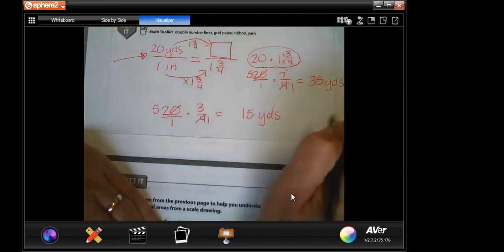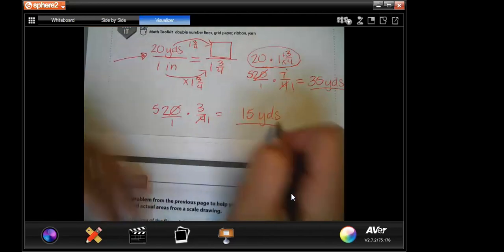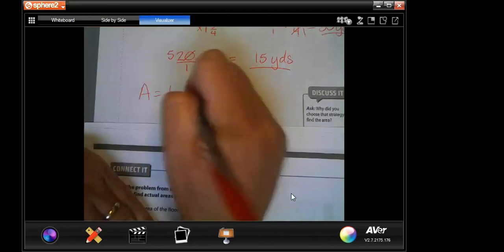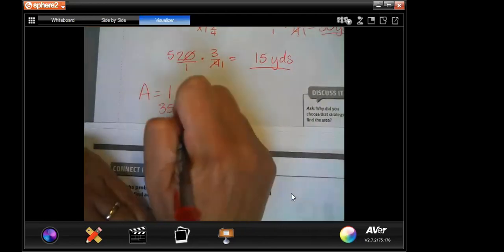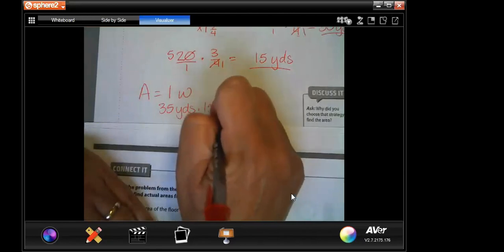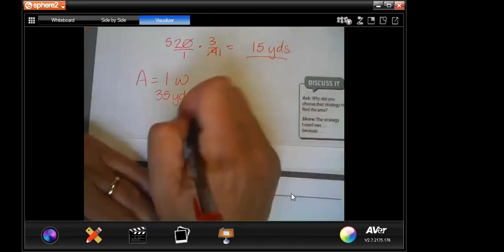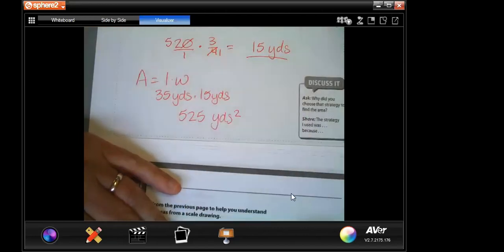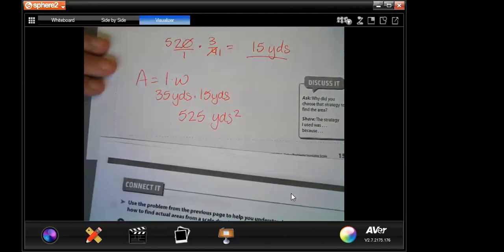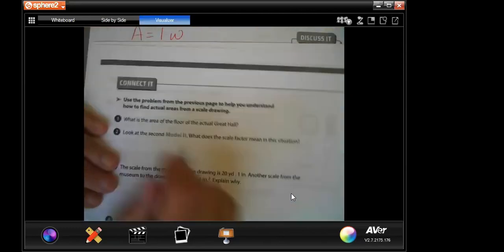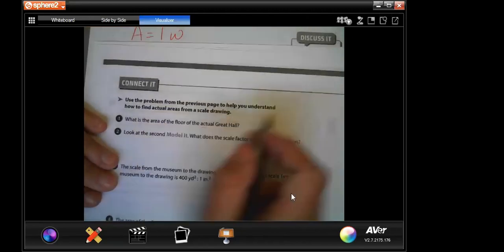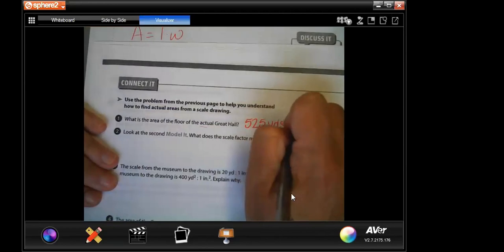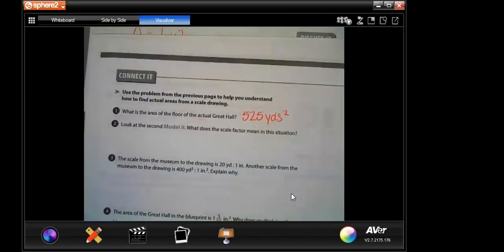Now that I have my length and my width, I'm going to use the formula to find the area: length times width. So 35 yards times 15 yards is equivalent to 525 yards squared. I'll come back to that in a second. So the area of the floor of the actual Great Hall was 525 yards squared. And you are writing this in as I go along.